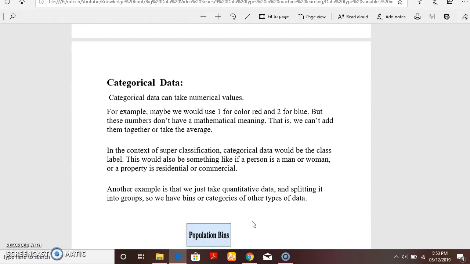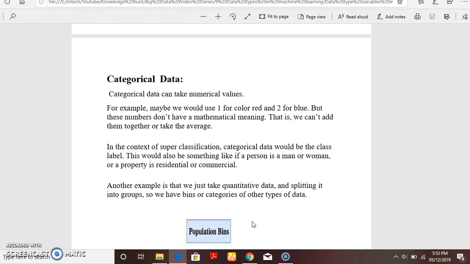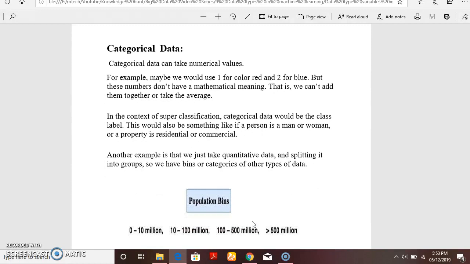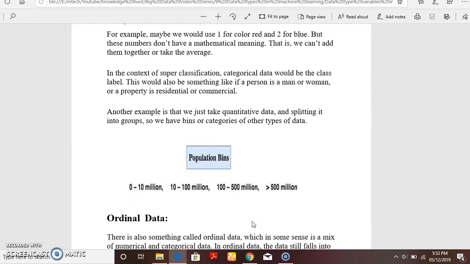Okay, so we are just taking the numerical data, but we are splitting it into different types of groups, like 10 red balloons, 20 blue balloons, but they are just denoted by using the numbers. Like consider the population: 0 to 10 million, 100 to 10 million, or 100 to 500. These are the numbers only, but they are showing some category of the people, like people who belong to any specific area.